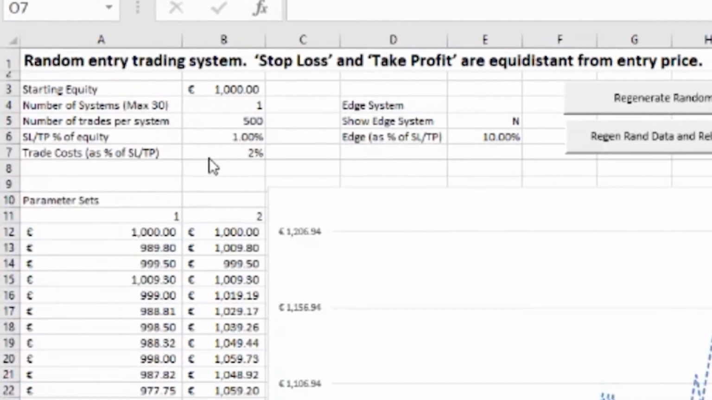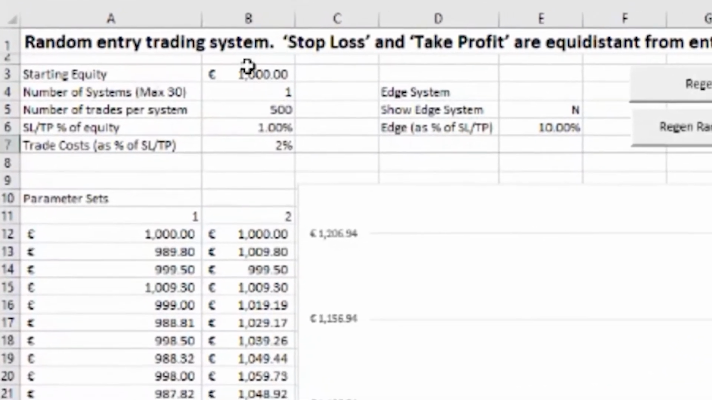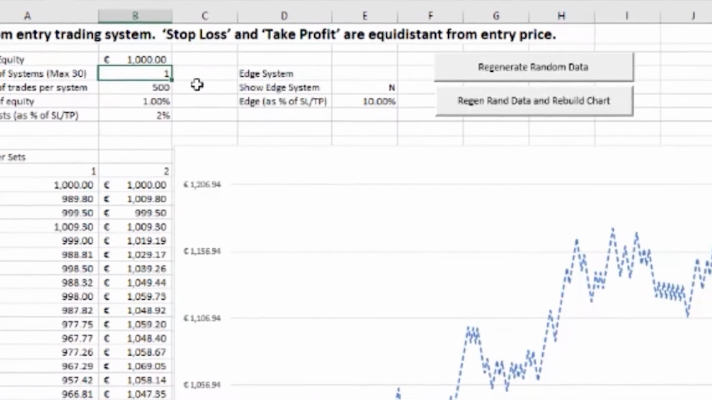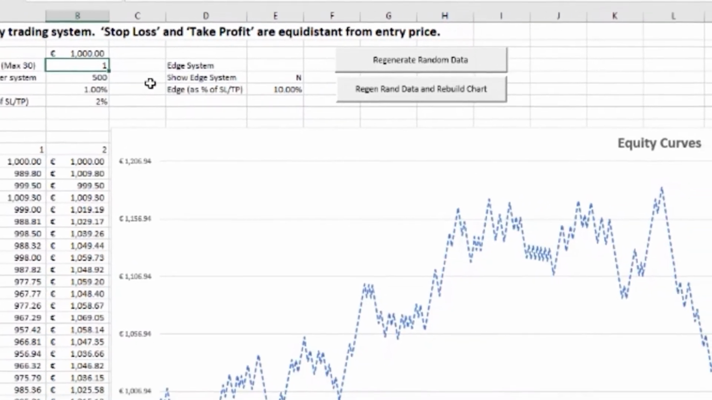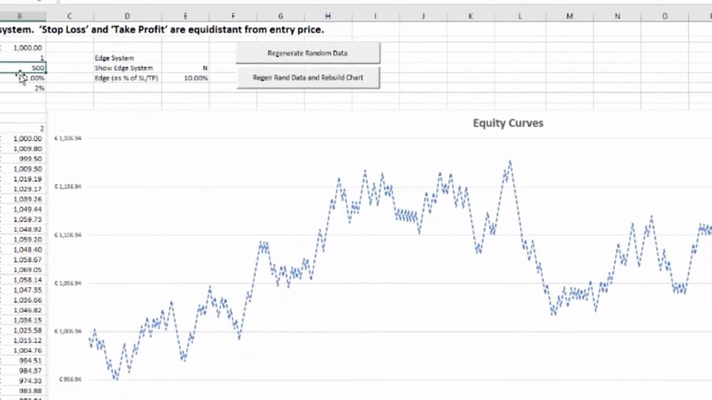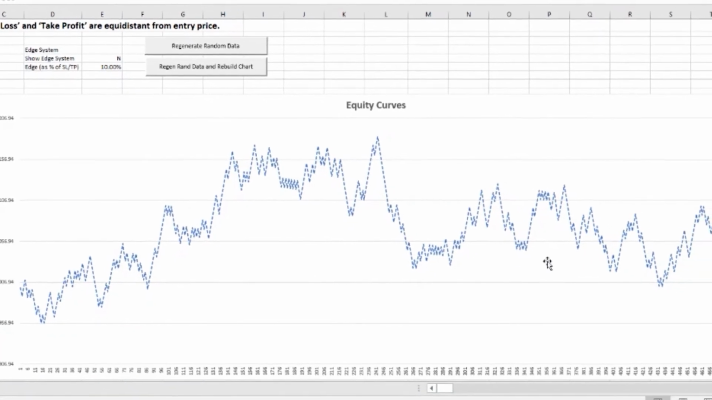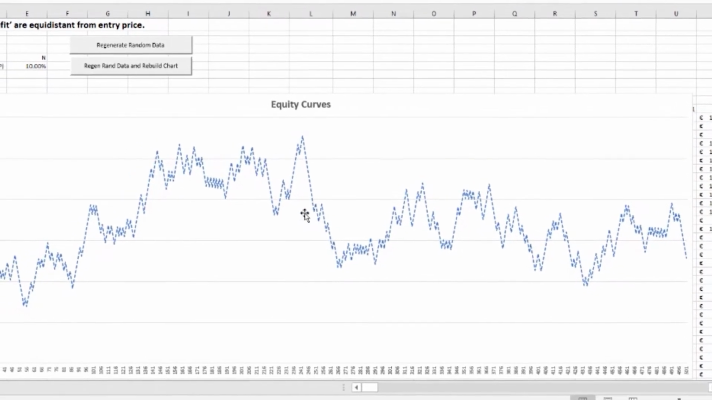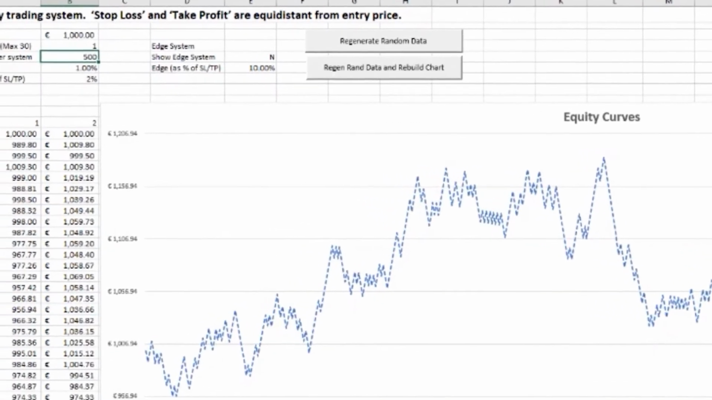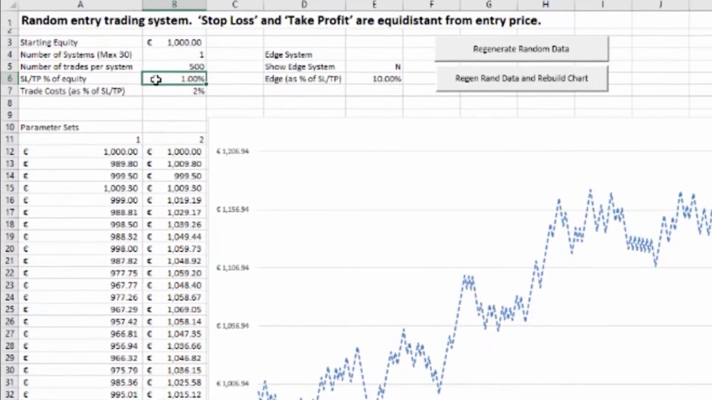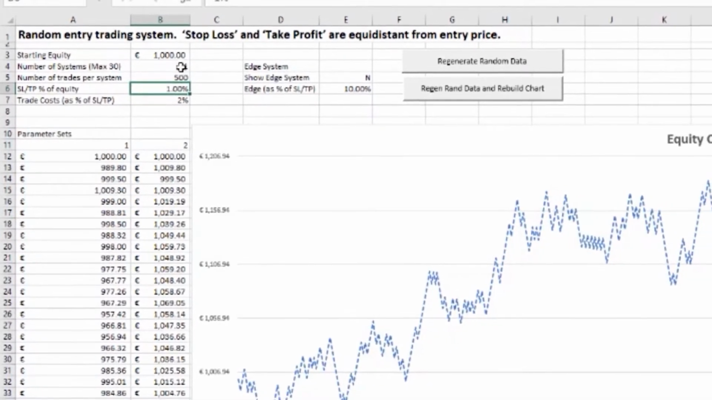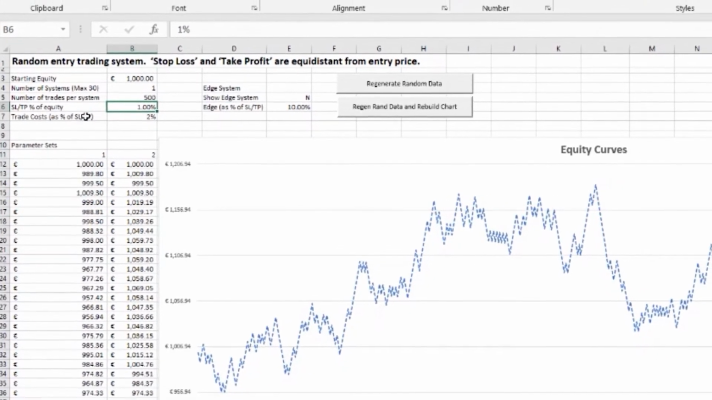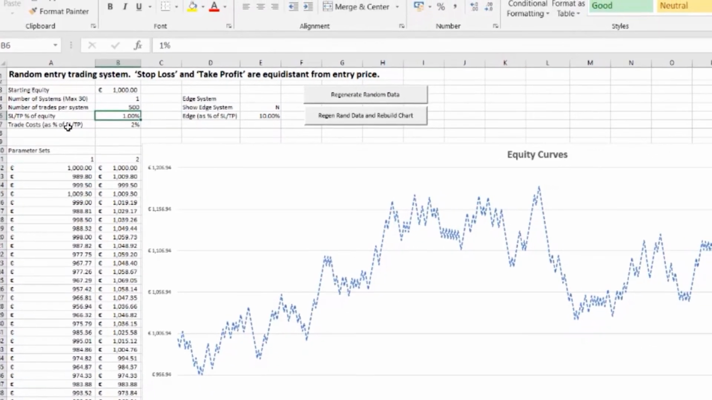So let me just talk you through some of the parameters here. We're starting off with 1,000 euros in equity. And at the moment, we're looking at just one random system, over 500 trades. So what you can see on the chart here represents 500 individual random trades. And at the moment, we're getting this sort of random walk in the equity curve. The stop loss value and the take profit value are configurable based on a percentage of the equity, as are the trading costs that we're going to apply to this. So these cover, for example, commission, spread, and the swap.